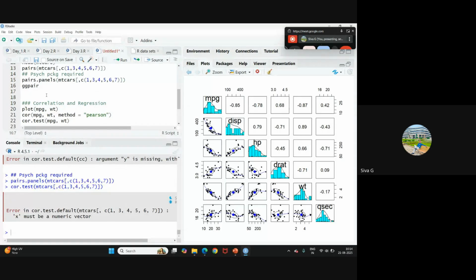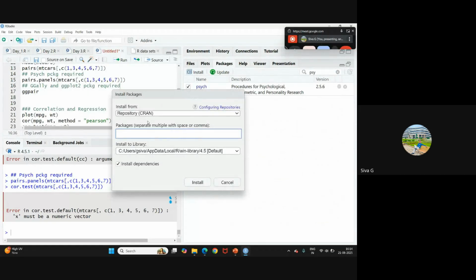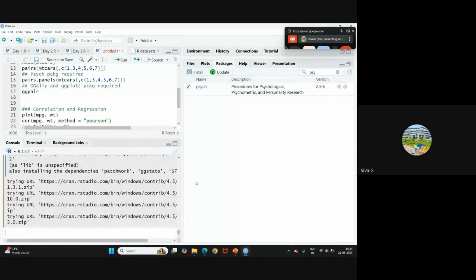Now, ggpairs is correct code, but it is not showing any suggestions, which means it requires a package. So I will go for installation of the packages, GGally and ggplot2. These two packages are required. We'll install them quickly. GGally, one is installing.